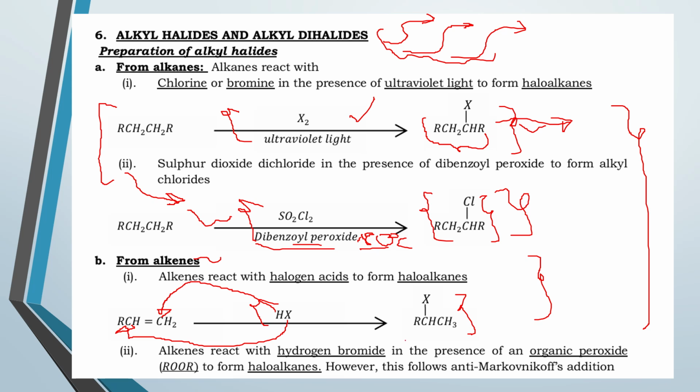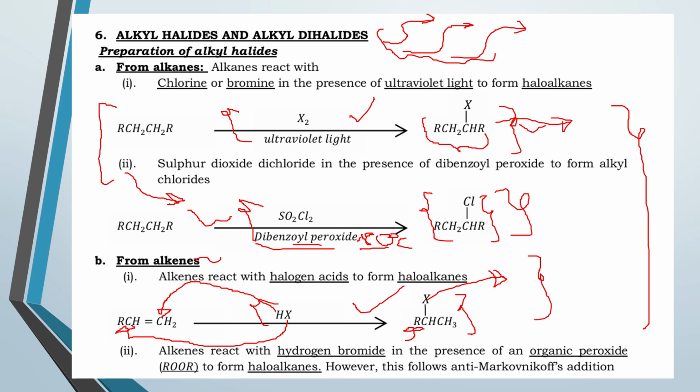So we say that the R is going to represent the alkyl group, such as methyl, ethyl, or propyl, and then X is always going to represent a halogen, such as bromo, chloro, or iodo. So reaction 2, this is when you follow Markovnikov's rule.